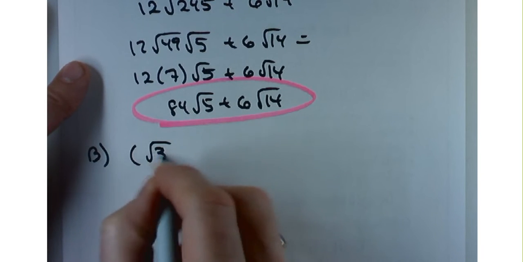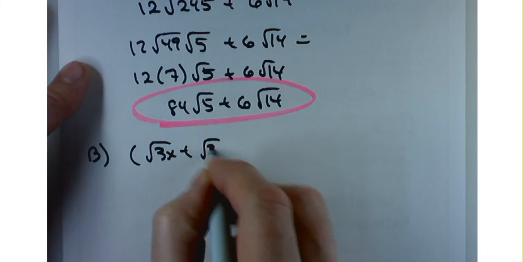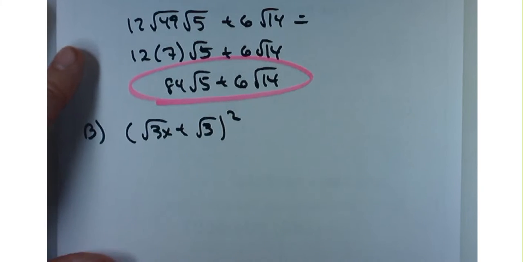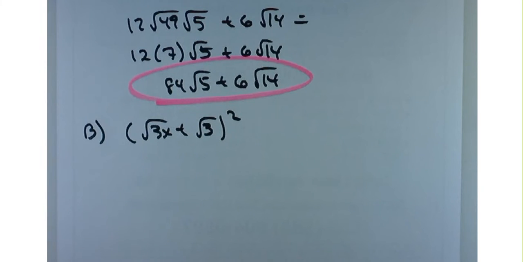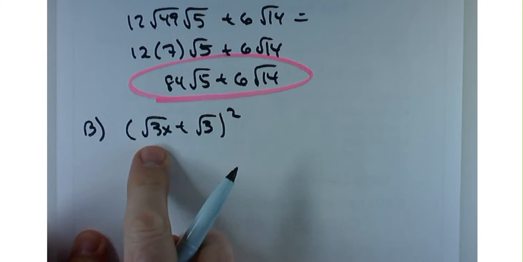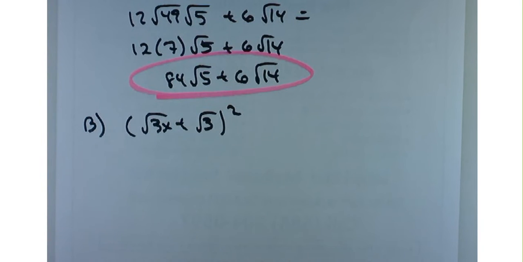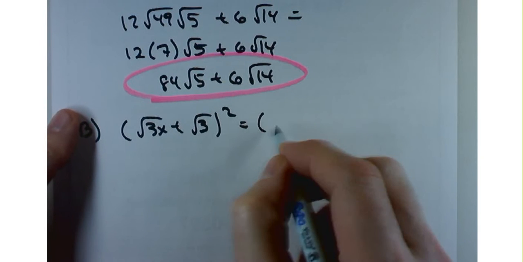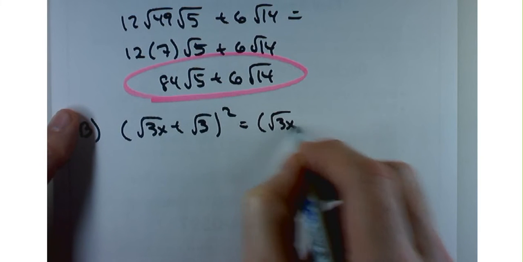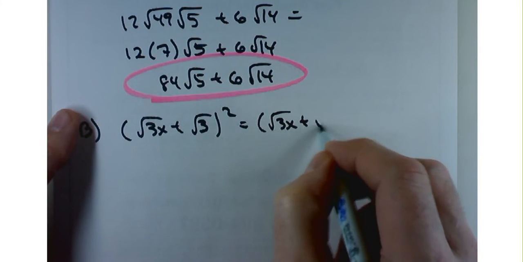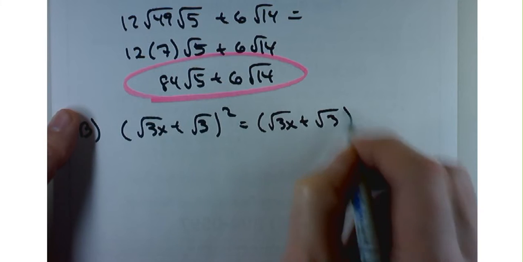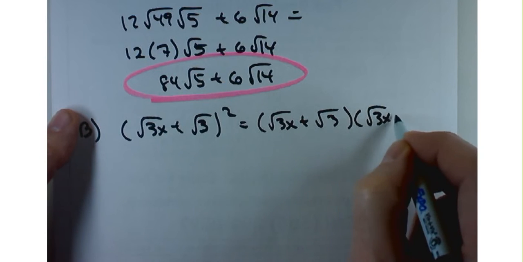Square root of 3x plus square root of 3, squared. As tempting as that may be, please don't just square this and say, oh, it's 3x plus 3. It doesn't work that way. What you're going to have to do is multiply this binomial by itself. Square root of 3x plus square root of 3 times square root of 3x plus square root of 3.